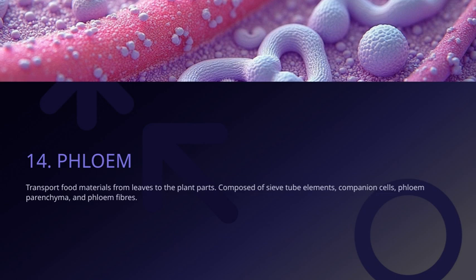The phloem is composed of several key components. First, we have the sieve tube elements, which are the main conduits for transporting the sugars. These are specialized cells that form long, tube-like structures. Alongside them are the companion cells, which support the sieve tubes by helping with the loading and unloading of nutrients. Next, there's the phloem parenchyma, which plays a role in storage and lateral transport within the phloem tissue. Finally, the phloem fibers provide structural support, ensuring that the phloem tissue remains intact and functional as it carries out its transport duties.